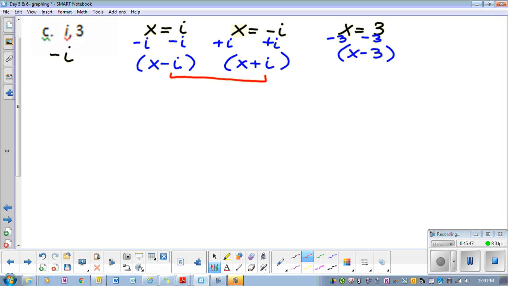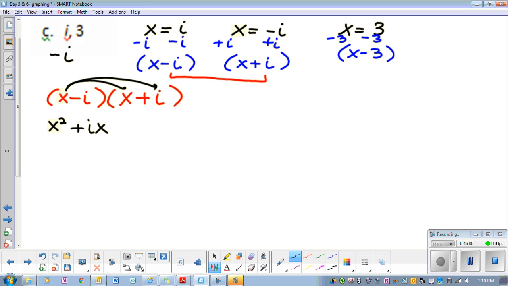So let's multiply those. x minus i times x plus i. We could have x squared plus ix. Distribute these down here. What's negative i times x? Negative ix. And what's negative i times i? Negative i squared.